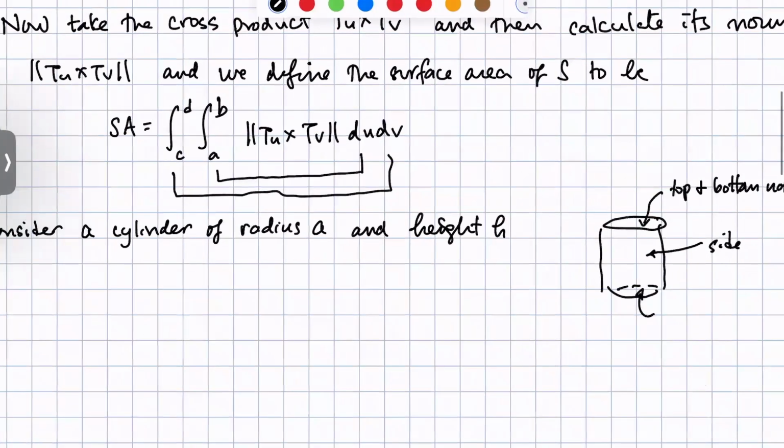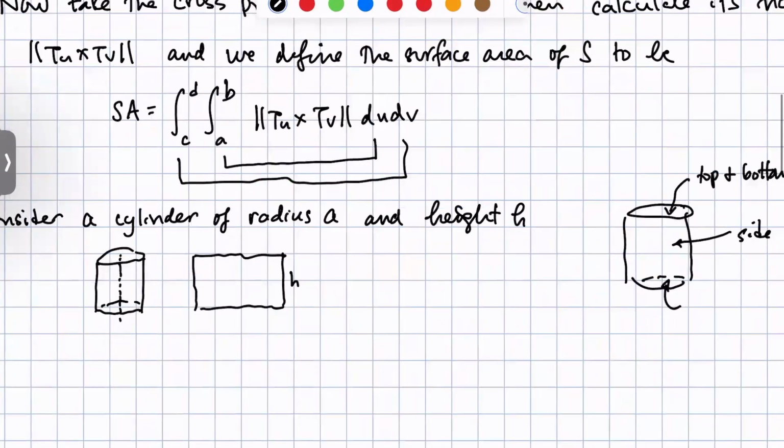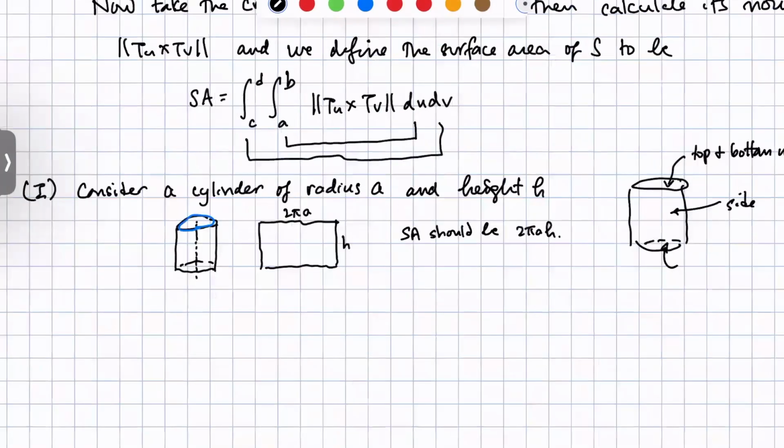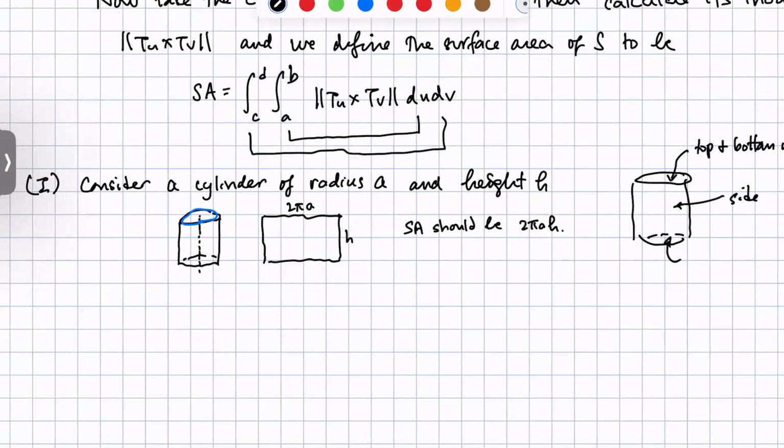Just as a check, the way that you compute the surface area of the side of a cylinder is that you cut it along the height, and then you unfurl it until you get a rectangle. The rectangle has height h, and the width of the rectangle was the original circumference of the circle, which is 2 pi r, or in this case, 2 pi a. So the surface area should be 2 pi a h.